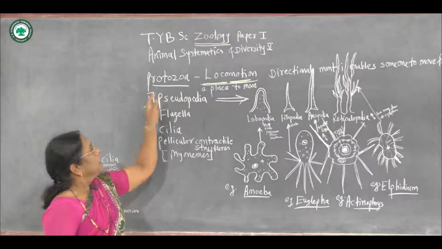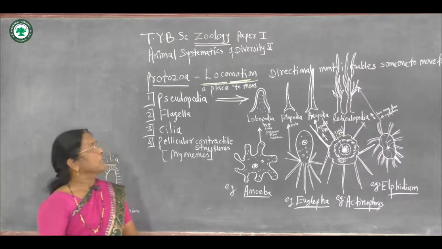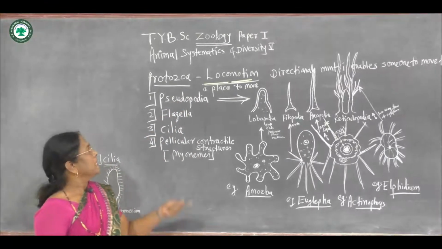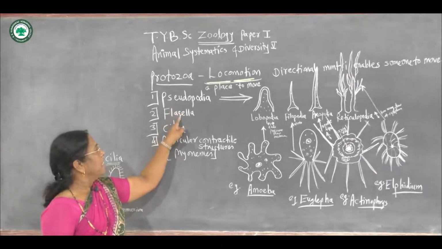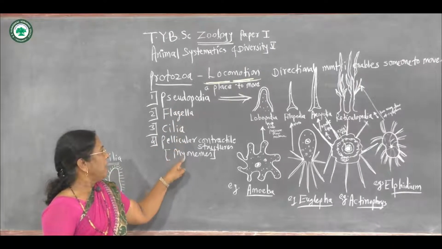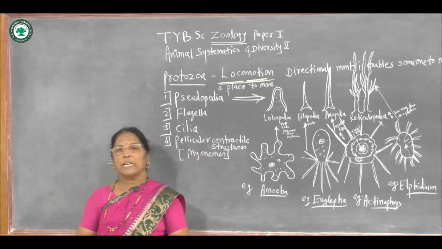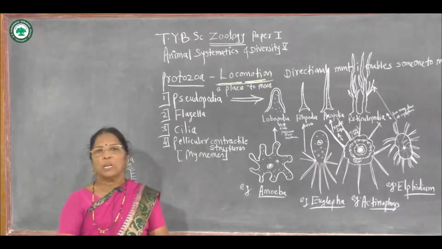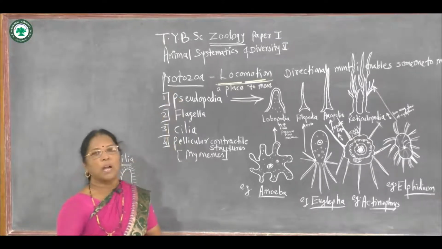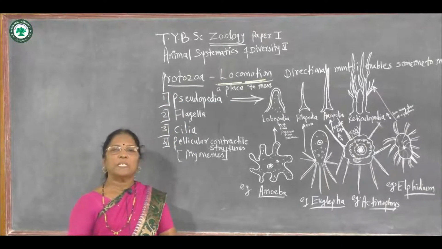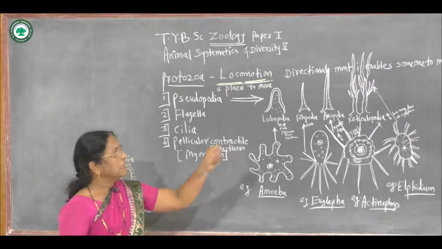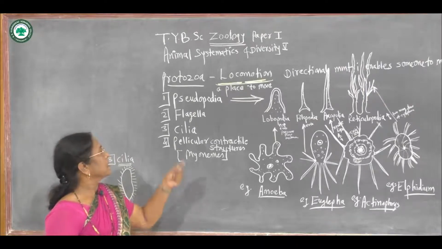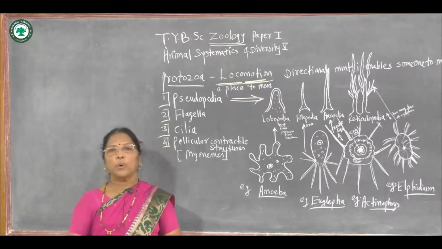Today's topic of discussion, we will start with locomotor organelles, that is pseudopodia, flagella, cilia and the myonemes or pellicular contractile structures. Thus there are 4 locomotor organelles present in protozoa. According to their shape, size, structure, they are classified and given here with the diagrams. First we will see pseudopodia.